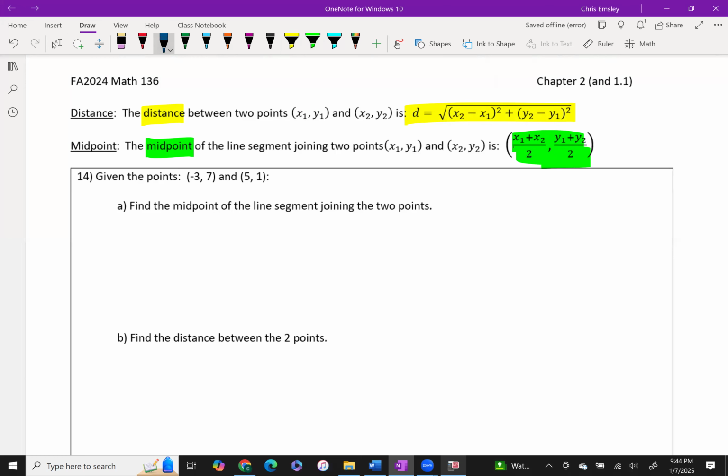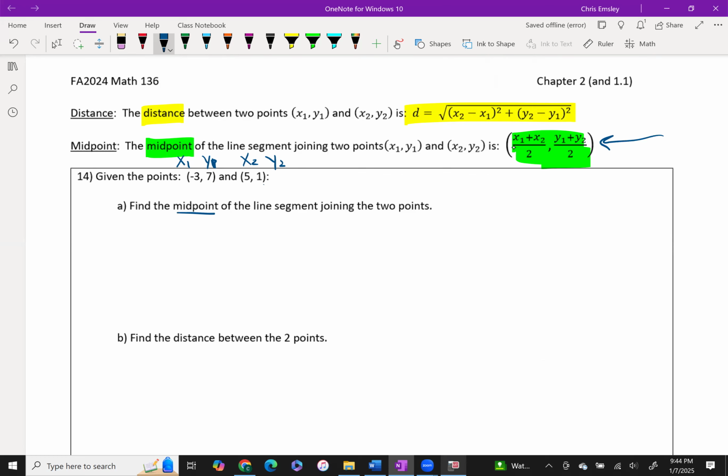Example 14 here, we are given 2 points. Remember, it's x, y and x, y. If you want to label them, we could call this x1 and y1 if that's our first point, and x2 and y2, our second point. That might help us with our formulas. First, it says find the midpoint. Make sure you're using the right formula.